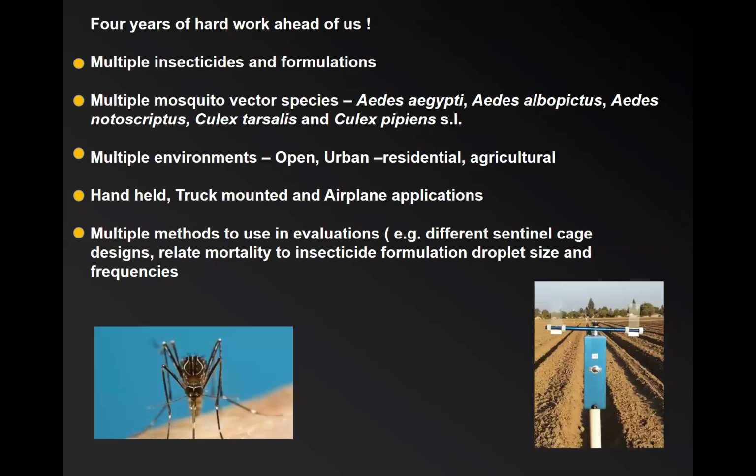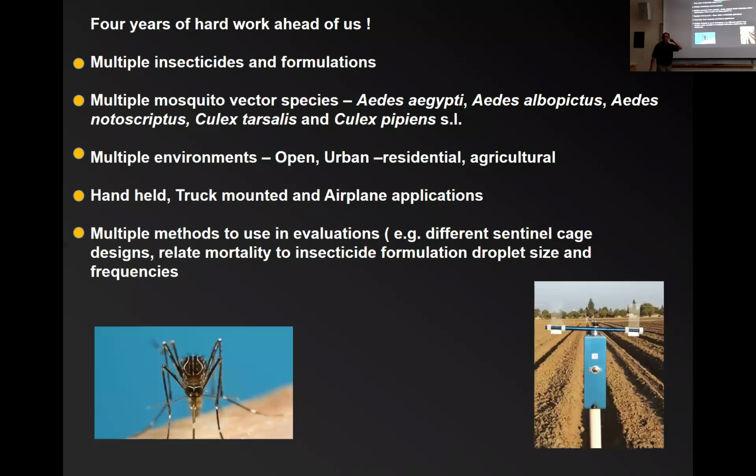Where are they from? Notoscriptus is a very efficient vector of dog heartworm, and the vets in the Greater LA area are reporting a huge increase in dog heartworm cases. Where did they come from originally? Australia. Yes, and they're also reported to be minor vectors of Ross River virus and Murray Valley fever. So it's another invasive species that we have to consider.